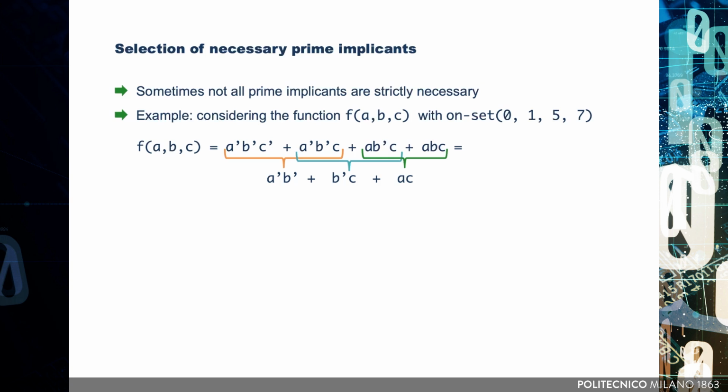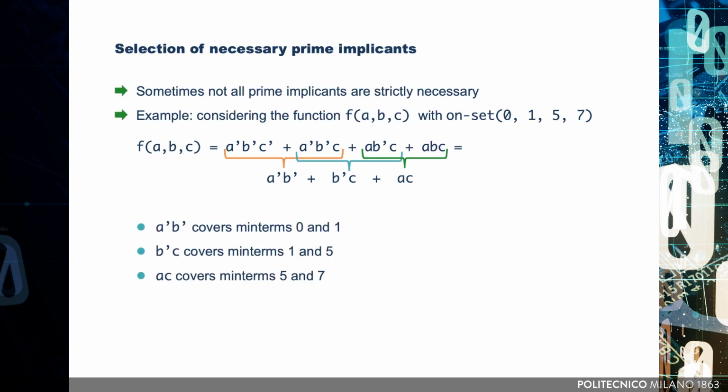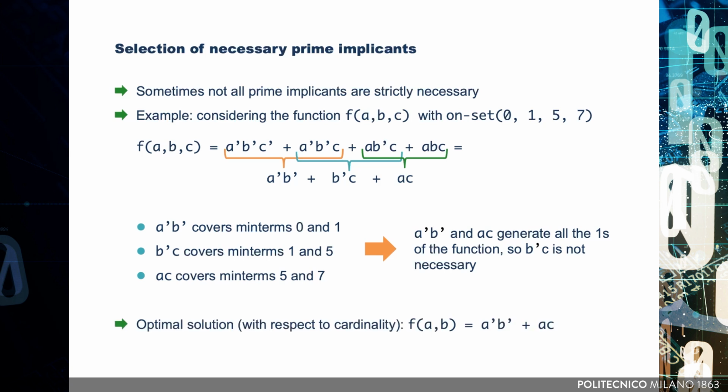Sometimes not all prime implicants generated during the application of the reduction rule are strictly necessary to build the final solution. Let's consider this example, where I quickly show how three prime implicants were generated using the method we have discussed so far. Not A not B covers minterms 0 and 1, not B C covers 1 and 5, and AC covers 5 and 7. We can see that selecting only not A not B and AC is sufficient to cover all the ones of the function, while not B C is redundant. Therefore, the optimal solution, considering cardinality, is not A not B or AC.